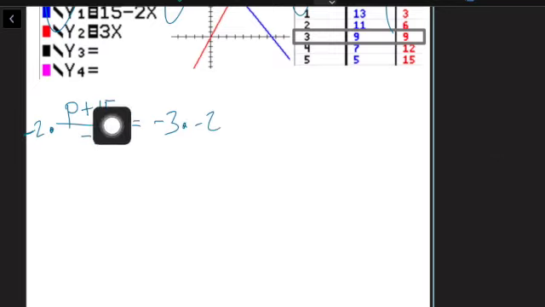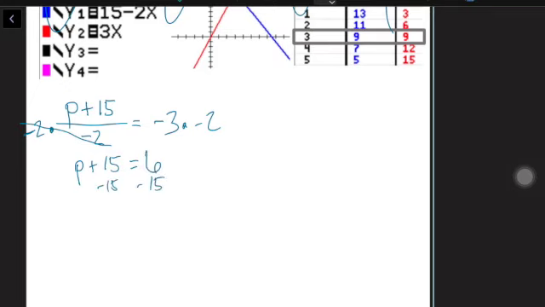Divided by, remember this fraction bar means divide. Divided by negative 2 and times negative 2 are inverse operations. They cancel each other out, leaving us with p plus 15 on that side. Wow, that looks way nicer now. On this side, negative 3 times negative 2, of course, is a positive 6. Now we simply subtract 15 on both sides. We get p equals negative 9.